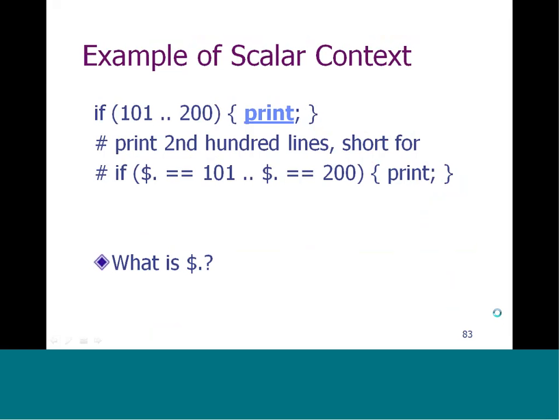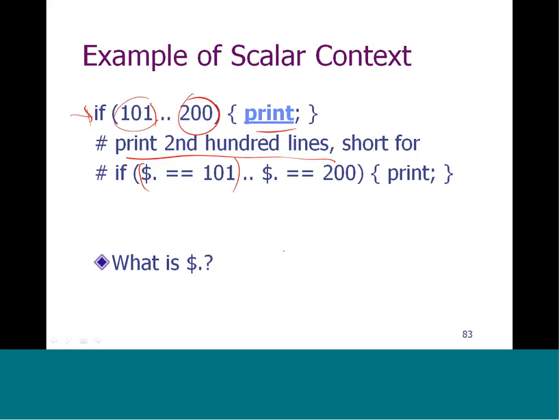So here is a simple scalar context example, where we use this number here, 101..200 print. The way to interpret this command is that it prints from line number 101 to 200, but it is short for these conditions: $. equal to 101 and $. equal to 200, print. So this is another dollar variable. We saw two of them before, and now this is the third one, which is the dollar dot operator.